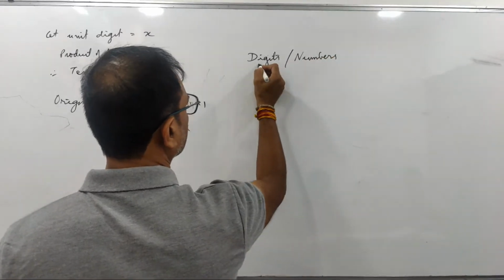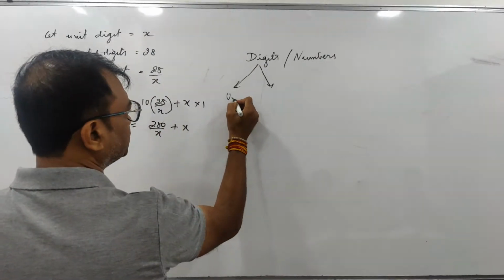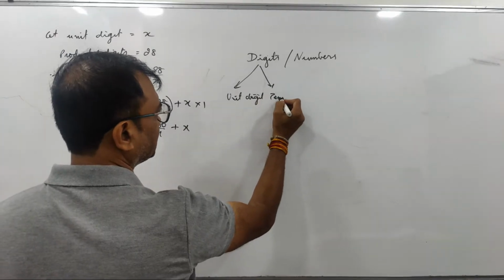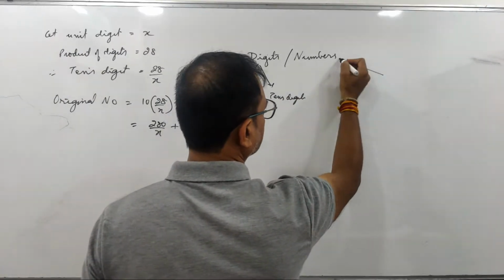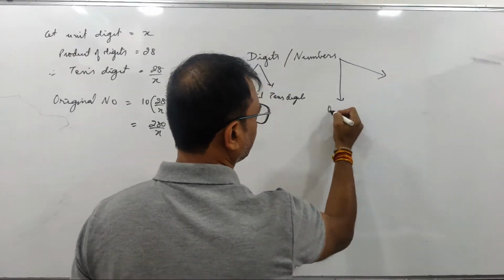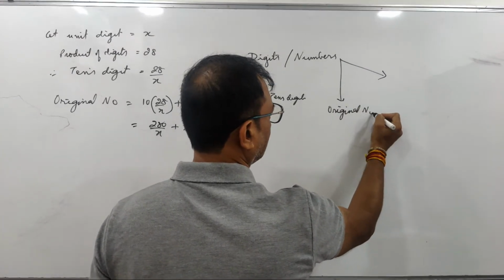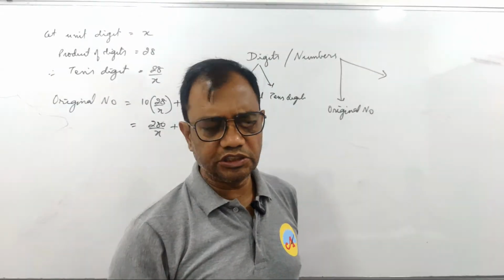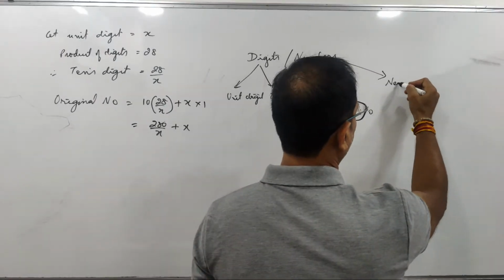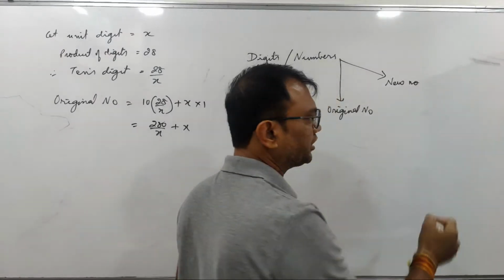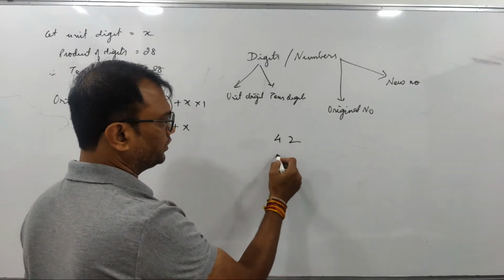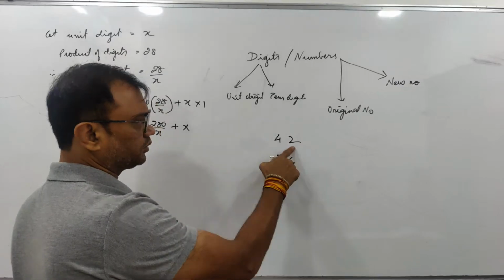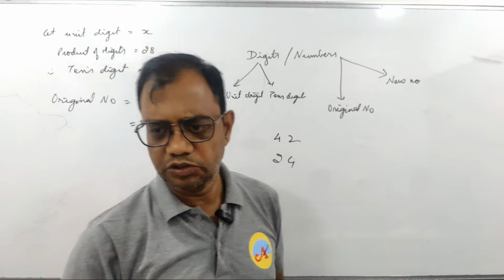Now what do I mean? Digits means the unit digit and the tens digit. And numbers means there will be two types of number, the original number and the new number. The new number will be obtained by interchanging the digits. Interchanging the digits means what? This 42 will become 24. It means the unit digit becomes the tens digit and the tens digit becomes the unit digit. So that is how you get the new number.